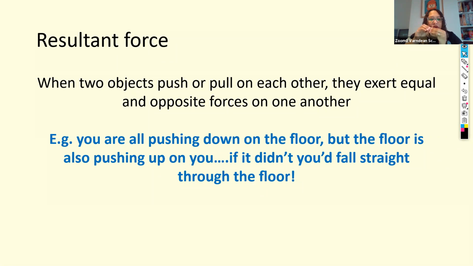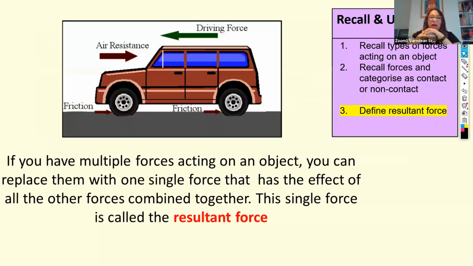When two objects push or pull on each other, they exert equal and opposite forces on one another. For example, as I said earlier, if you're pushing down on the floor, the floor is pushing back up on you. Otherwise, you would fall through the floor. If you have multiple forces, many, acting on an object, you can replace them with one single force that has the effect of all the other forces combined together. And that single force is called the resultant force.